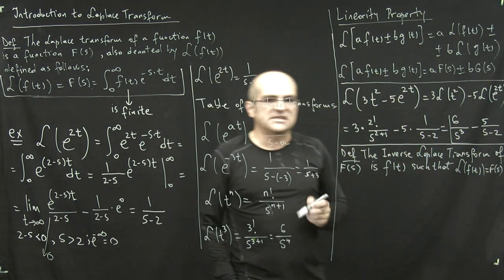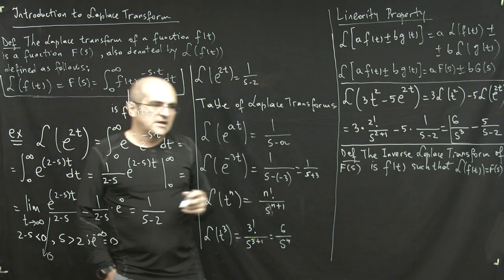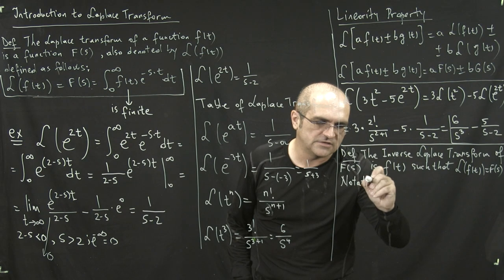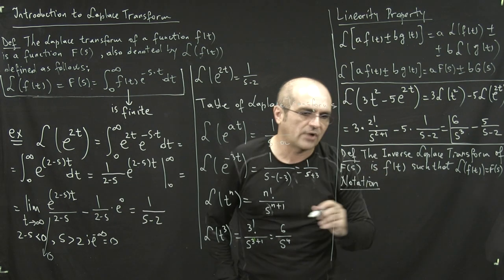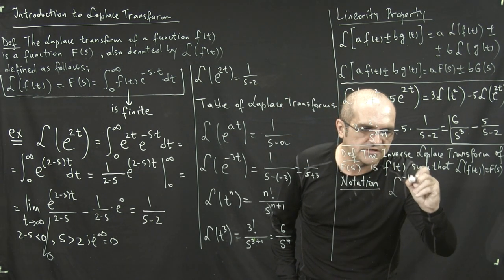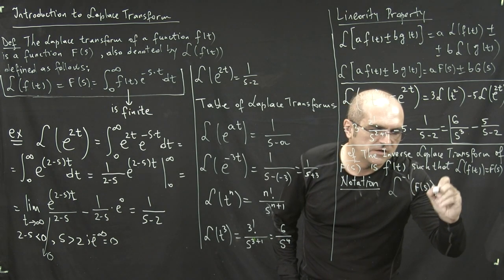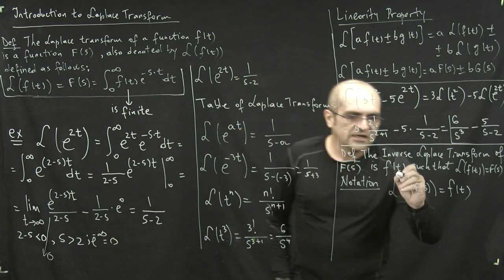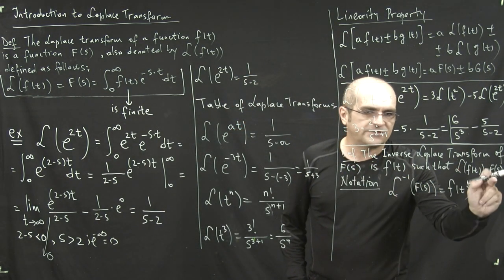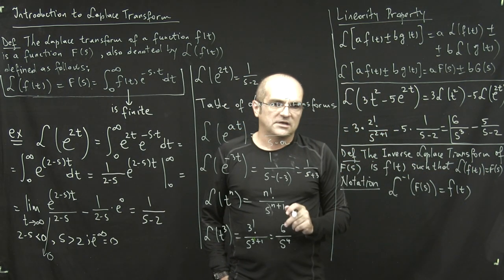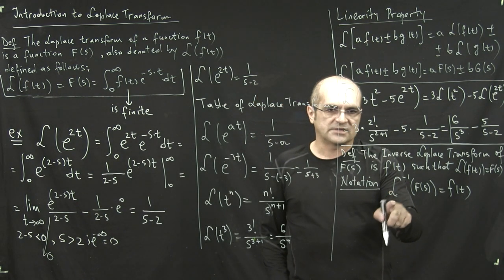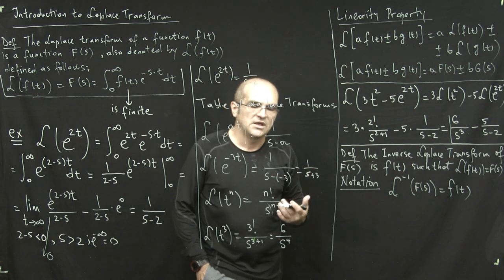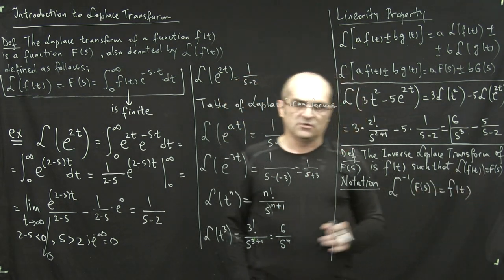So it's basically saying that you go in reverse, and the notation for this process is L inverse, with -1 on the top, right? So the notation is L inverse of big F of S is little f of t. So to say that L of f of t is big F of S is the same thing as saying L inverse of big F of S is little f of t. So these two are interchangeable. This second notation is the inverse of the original one.